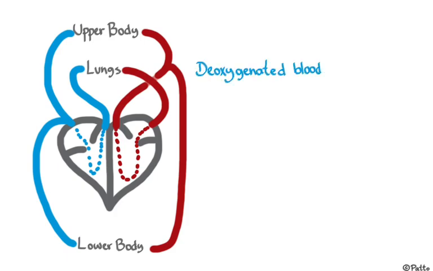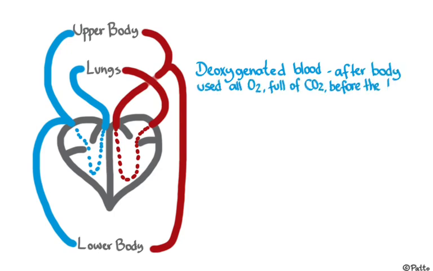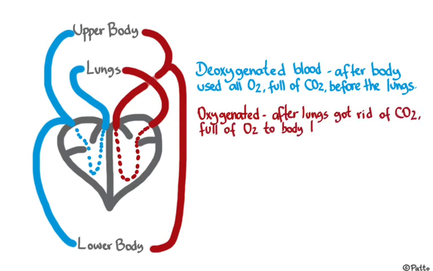By the way, here you have deoxygenated blood in blue. Actually, in real life, it's a very dark red or purple. It's the one that you see when you go to have blood collected. It has the O2 all used up, full of carbon dioxide, and it's before the lungs. And oxygenated blood, in real life, is very bright red. Usually you don't see this kind of blood, because you don't collect blood from this kind of place. It's after the lungs, it got rid of the carbon dioxide, it's full of oxygen, and it's going to be moved to the body tissues all over the body.